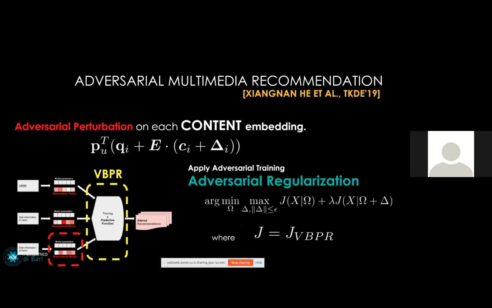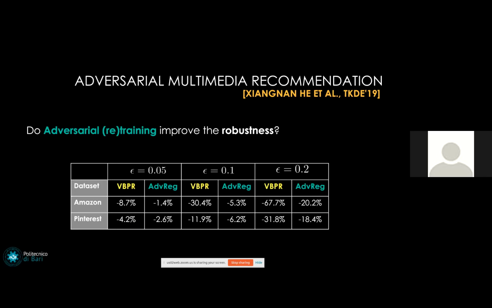They also tried adversarial regularization and managed to show that the adversarial regularization technique is still able to regain some of the lost performance for different values of epsilon.